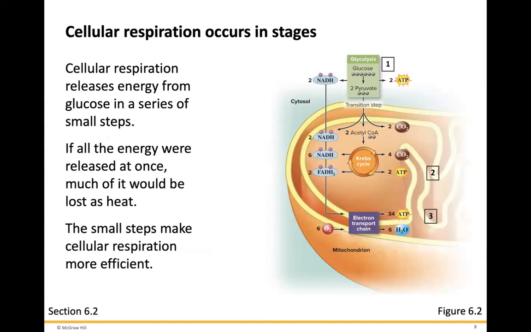Now, cellular respiration does occur in stages. Cellular respiration releases energy from glucose in a series of small steps. If all the energy were released at once, much of it would be lost as heat. The small steps make cellular respiration more efficient.